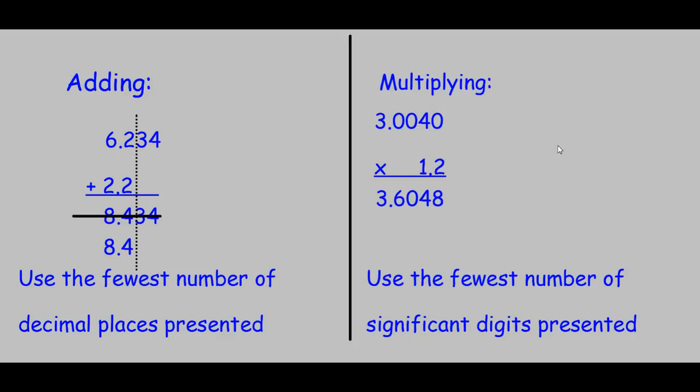Multiplying, on the other hand, we're going to use the fewest number of significant digits presented. So not the number of decimal places, but how many significant digits we have. We have 5 in our first number, 2 in our second. So after we multiply, we're going to represent this with only 2 significant figures. So we're going to have the 3 and the 6. So our number here will be 3.6.